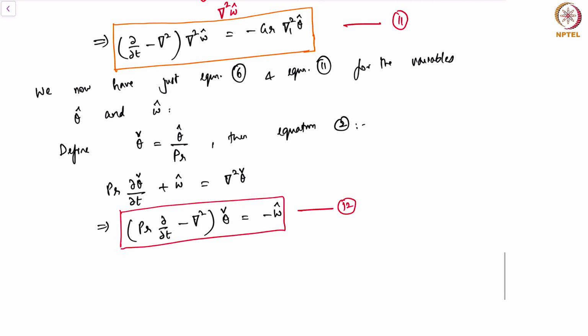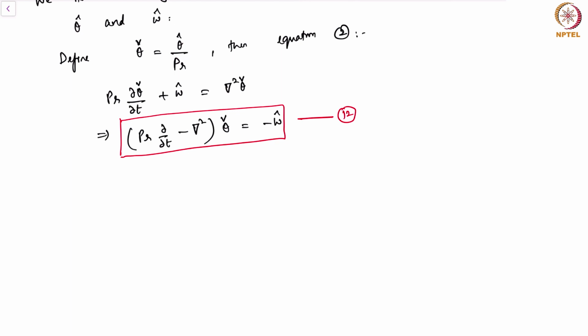And if we do the same thing, theta hat essentially becomes theta inverted hat by Prandtl number. If we do that, equation 11 essentially becomes del by del t minus del square of del square of w hat becomes a new non-dimensional number Ra del 1 square of theta inverted hat.